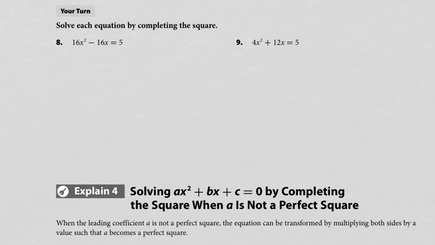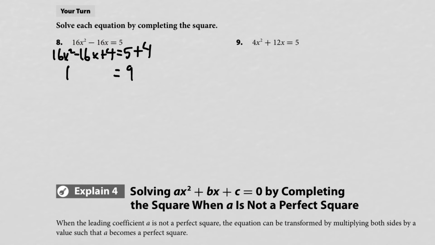Once again, take negative 16 right here, half it, that's negative 8. Square it, that's 64. Divided by a here, and you get 4. So your magic number is 4. So here we go. My equation now looks like this: 16x squared minus 16x plus 4 equals 5 plus 4. On the right side I have 9.